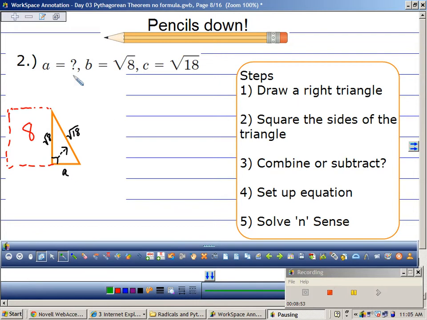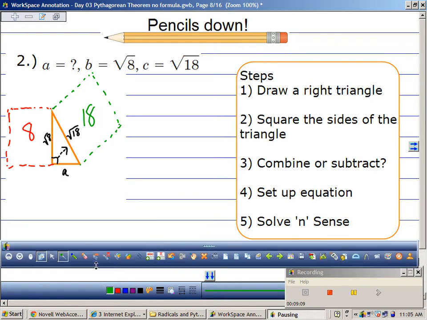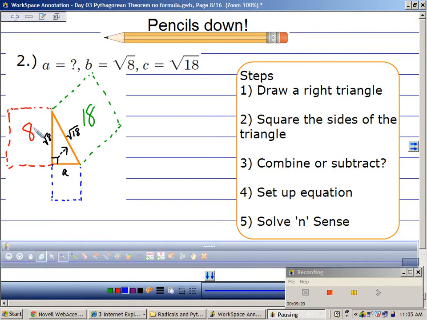And this side, because I'm pointing to the hypotenuse. If the sides of this square are root 18, then what's the area of this square? 18. And I don't know this one. If I know the area of this is 8, plus something makes 18, how would I find this one?